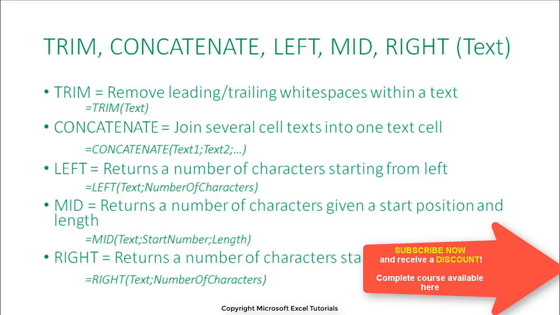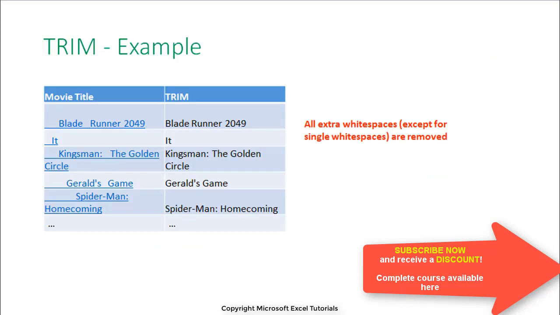The left function returns a number of characters starting from the left. The mid function returns a number of characters given a certain starting position and length, so it takes a number of characters in the middle of a text. And the right function returns a number of characters starting from the end of the text, so starting from the right. This is an example of the trim function.